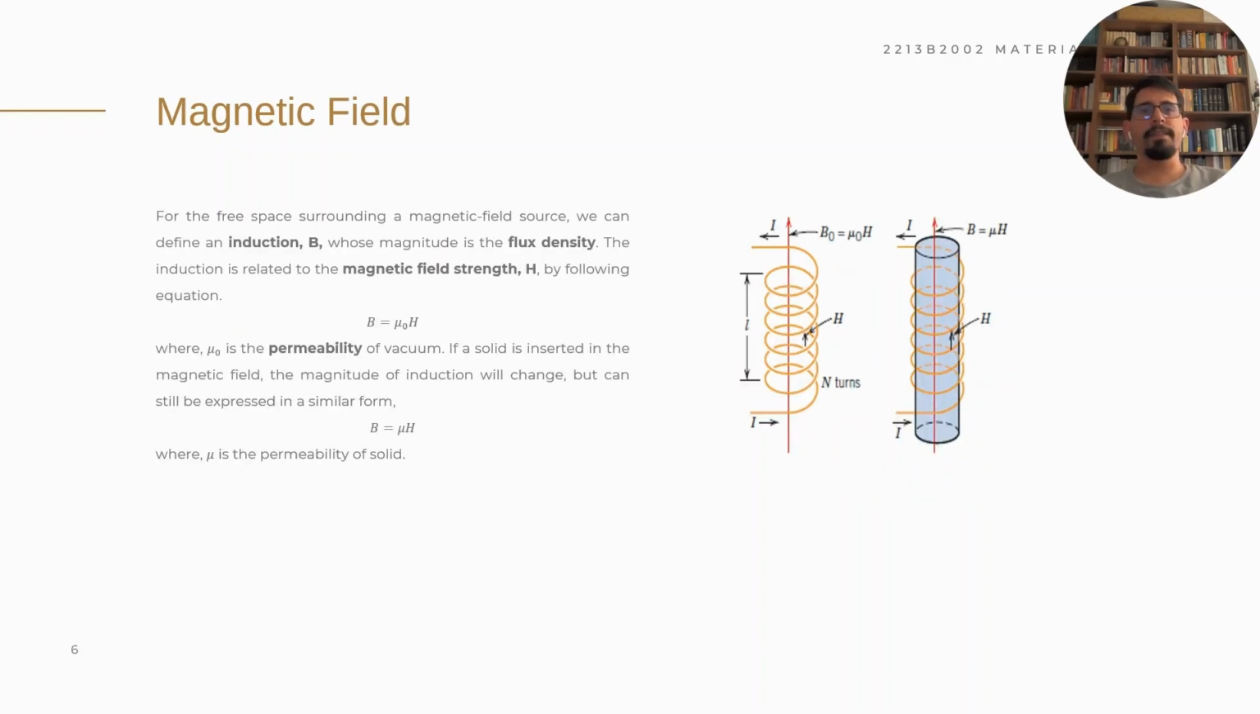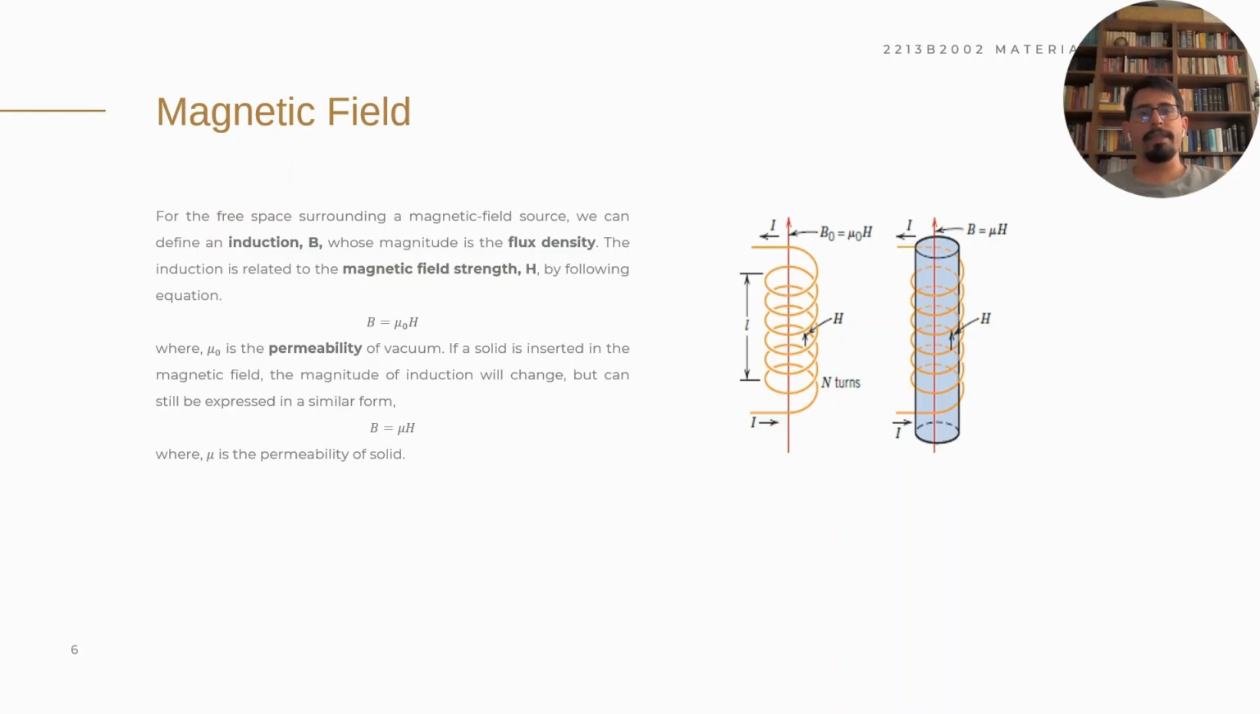In free space, that is where there is no material, a magnetic field source creates something called induction, which we refer to as B, and its size is known as the flux density. This induction is linked to magnetic field strength, or H, and they are related through a simple equation: B equals mu 0 H, where mu 0 is the permeability of vacuum.